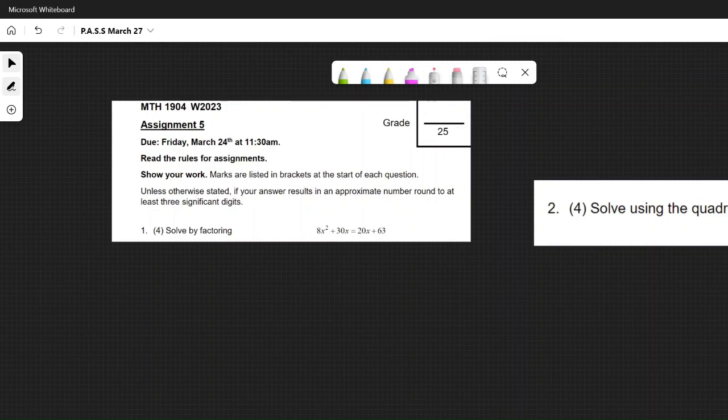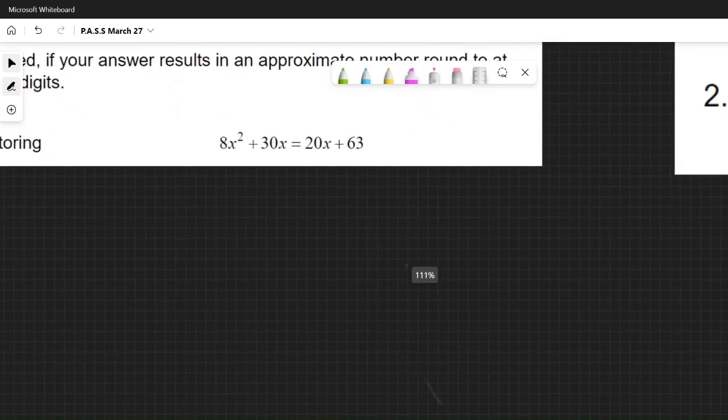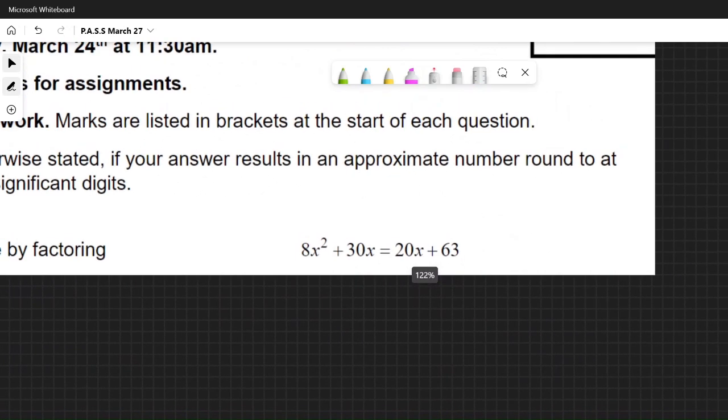So the first question here is solve by factoring 8x squared plus 30x equals 20x plus 63. So what I'd like to do here first is get all the terms to one side and set it equal to 0. So I'm going to subtract 20x from each side and subtract 63 as well. So 8x squared, 30x minus 20x is 10x, and then we subtracted 63, and that is equal to 0.